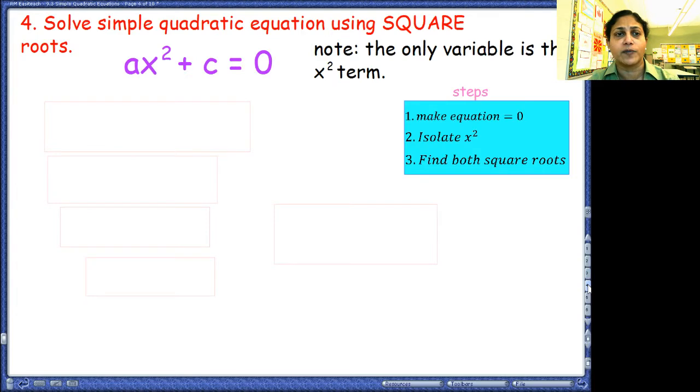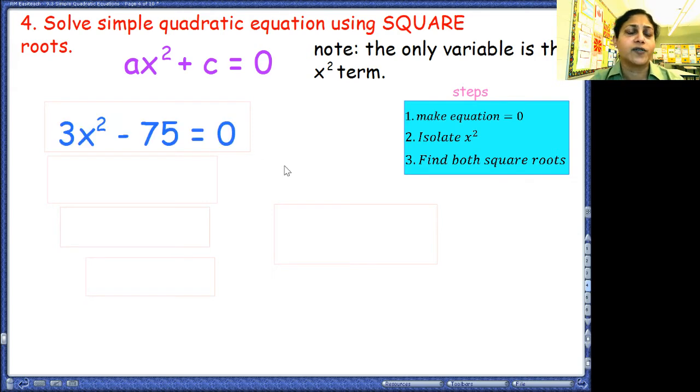Now let's do some math. How to solve simple quadratic equations using square roots. So here we have an equation in this form. There is only one x squared term. There is no x term. You want to make the equation equal to 0 first. Then you're going to isolate the x squared, and when you find square roots, make sure you find both square roots.